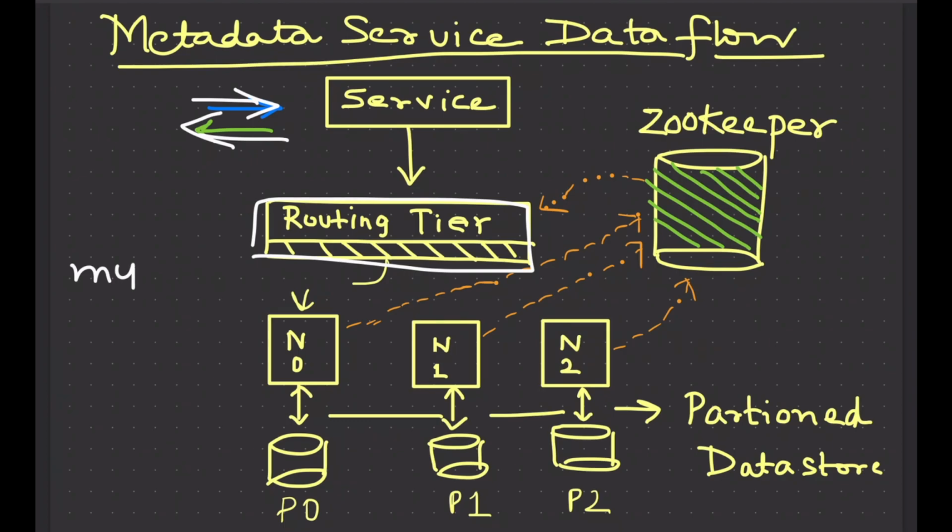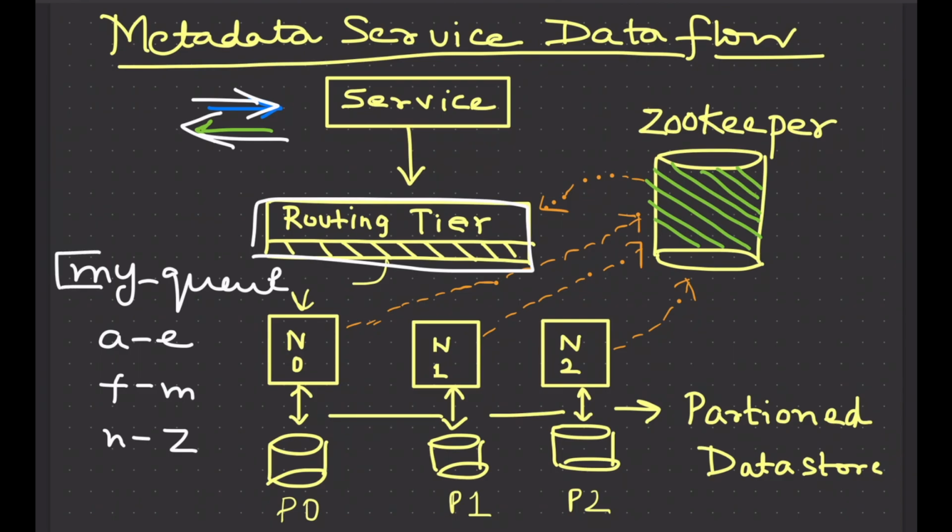Maybe suppose we want to fetch it for my queue, and we have partitions based on the name of the queue. Just to keep it very simple, suppose A to E lies in the first partition, F to M lies on the second one, and N to Z lies on the third one. So we see that it starts with M, so we're going to go over to the second partition, which is N1, right? So the request would be routed here, and from N1 we're going to fetch that data and return it back in the response, right?